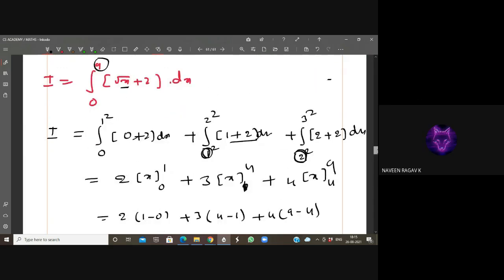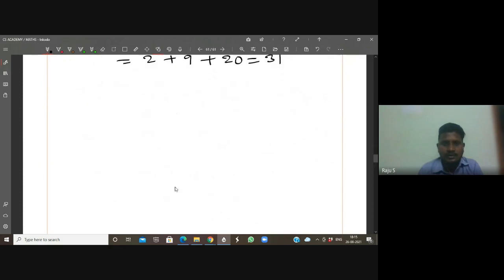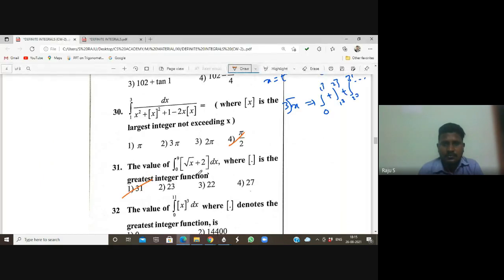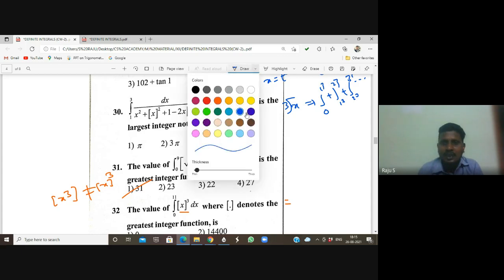Okay, got it? Okay. Next one. See here, this question is very easy. Greatest integer of x whole cube. It is x cube's greatest integer; both are different from each other. Greatest integer of x cube is different from greatest integer of x whole cube. This is different, this is different. How can you split the interval here? You only tell me.